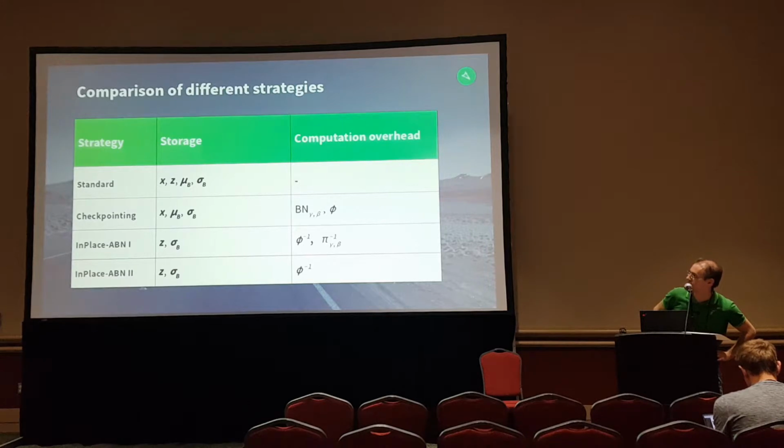Just to have an overview: when you have a standard strategy, you need to store the buffer that we call X zeta, then you need to store the BatchNorm statistics. When you have checkpointing, you need to store X and the BatchNorm statistics, and in the computation part, you need to recompute BatchNorm and the activation function. With in-place ABN, the first version, we just need to store zeta and the variance of the batch normalization. And in the computation part, you need only to invert the activation function and the linear operator. The second version does not require the inversion of the linear operator. So we have the same memory requirement, but it's faster in the computation.